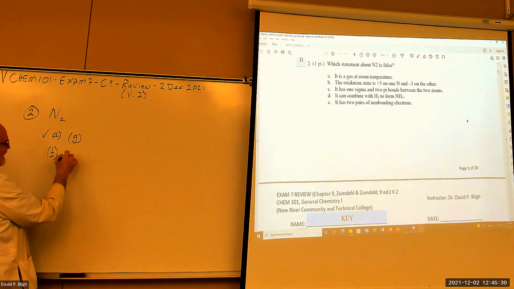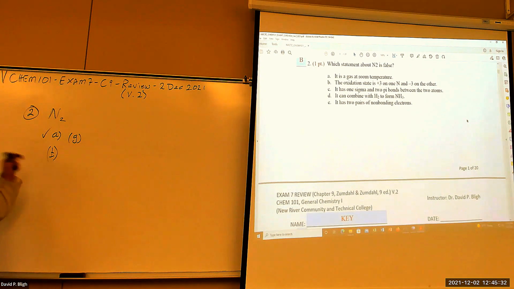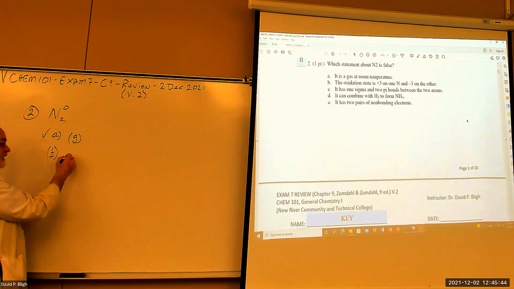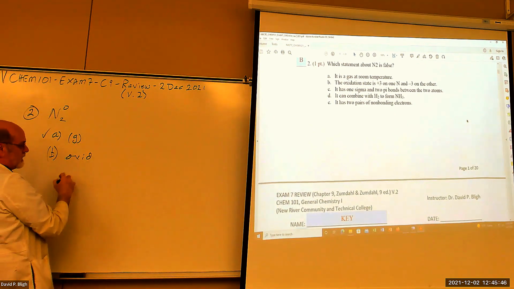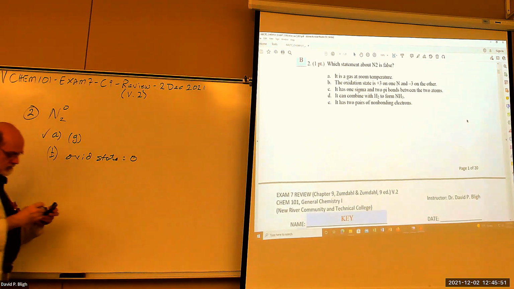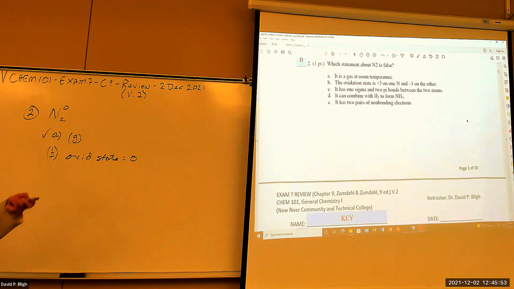Okay. The oxidation state for an element in its most stable form at 1 atmosphere pressure and 25 degrees Celsius is always 0. So the oxidation state for both of the nitrogens equals 0. It's not just the sum of a +3 and a -3 to get you 0. It's each one of them is 0 oxidation state. So B is false. And we can actually stop there.